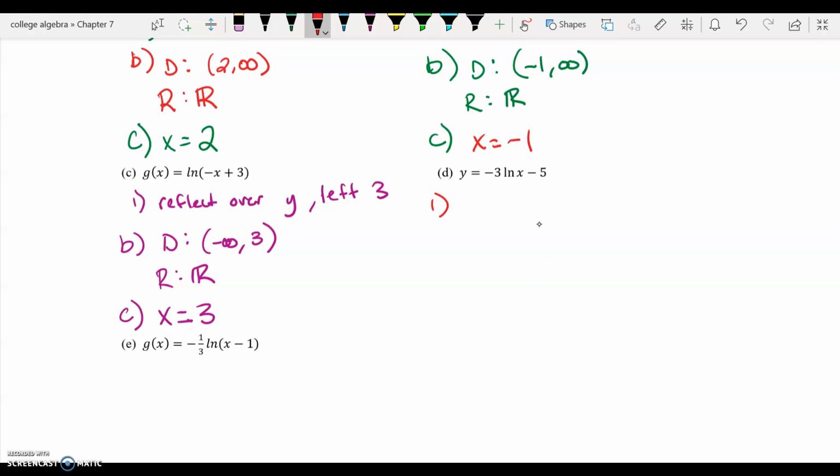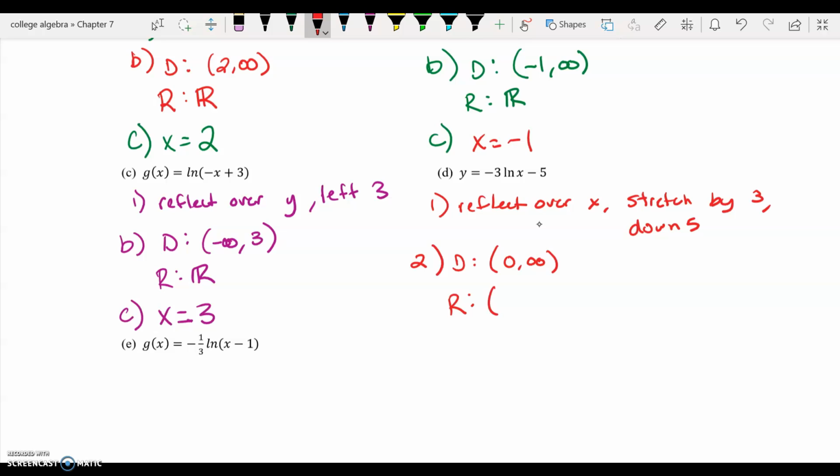So next problem, my reflection is over the x. I stretch by 3, and I move it down 5. The nice thing is, if you don't move it left to right, your domain and your range do not change from the original one. So it's 0 to infinity, and your range is all real numbers. And lastly, it's going to be x equals 0 for your vertical asymptote.